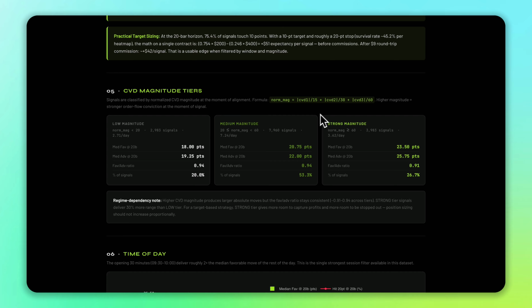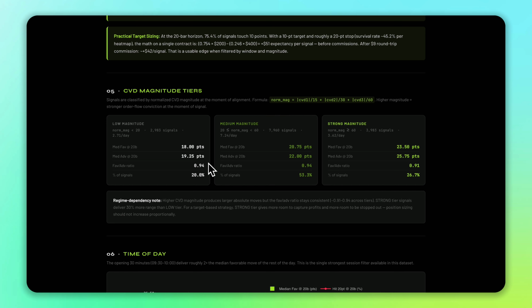So this was looking at the magnitude. Every signal is great, that's fine. But then what happens if you have a really weak signal versus a stronger signal, as far as the magnitude of CVD when it crosses, right? When you have a weaker signal where the CVD cross isn't that strong and the magnitude of CVD isn't that big, this represents about 20% of the signals. And this may be lunchtime and things like that. Your median favorable move at 20 bars is about 18 points, and the adverse move is a little bit more. So, nearly 1-to-1, but a little bit less.